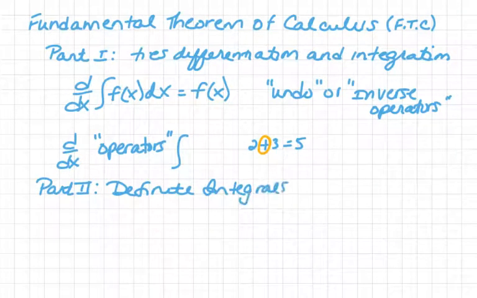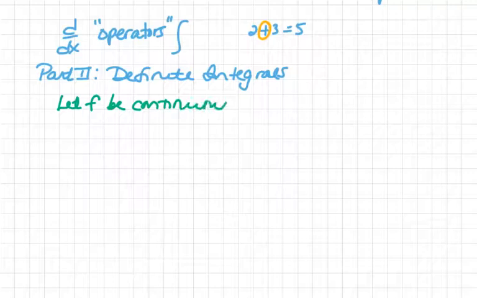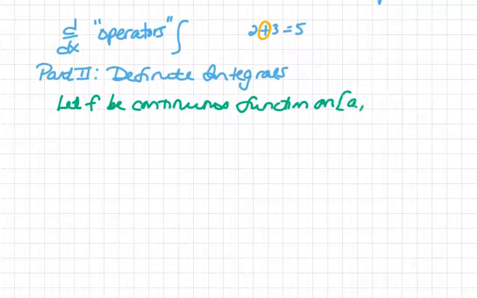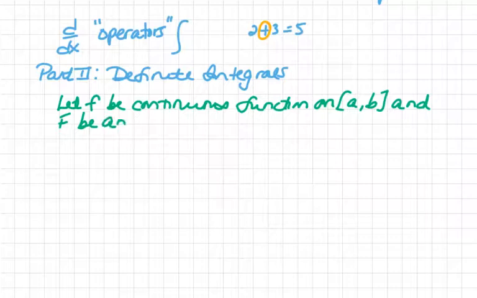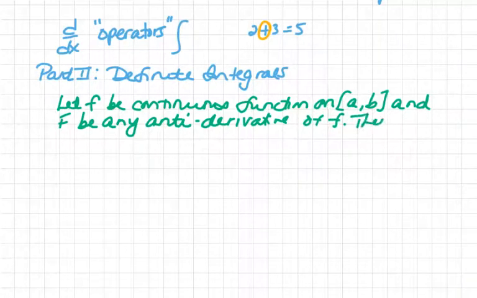So what is a definite integral? Let's define that. If we let f be a continuous function on a closed interval, a to b, and big F be any antiderivative of f, then what we can do is define this definite integral.